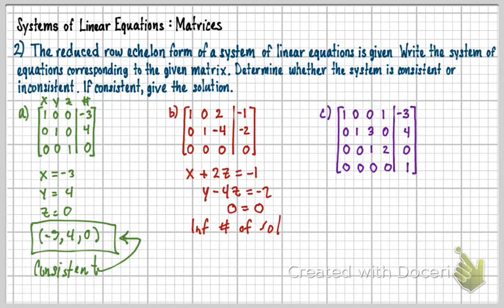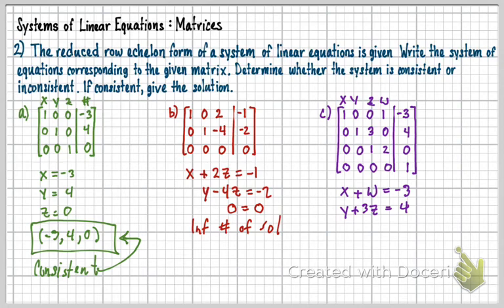Now looking at the third one here, number C, I'm going to look at this first row. That's going to be 1x plus 0y plus 0z plus 1w. So it's x plus w equals -3. Now remember, this is my x, that's my y, that's my z, and that's my w column. So for my next row, it's going to be 1y plus 3z equals 4, because I have 0w there.